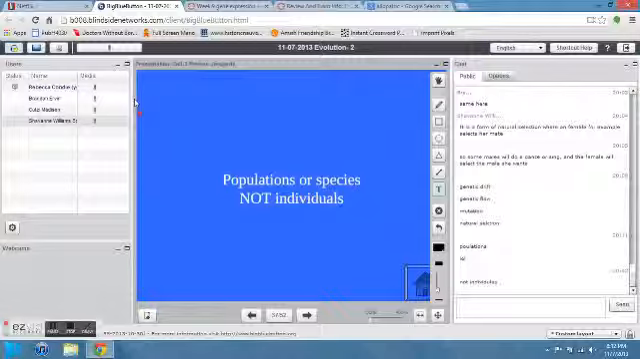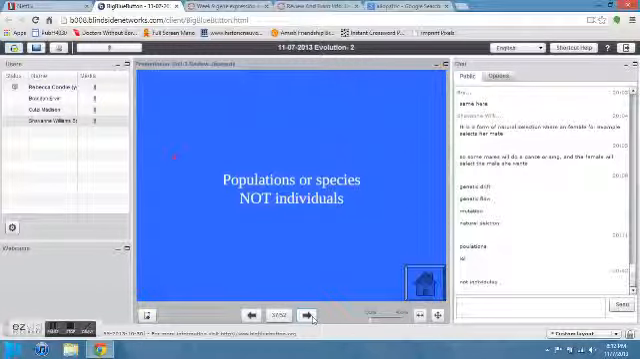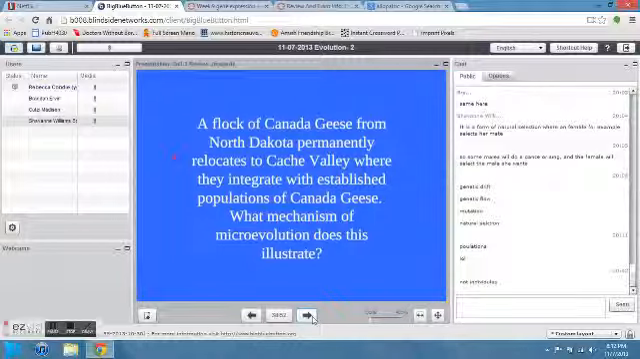All right. Another microevolution question. A flock of Canadian geese from North Dakota permanently relocates to Cache Valley where they integrate with established populations of Canadian geese. What mechanism of microevolution does this illustrate? Alright, Kootsie's got her hand up on this one. Gene flow. Exactly. We talked about that just barely, right? It's not drift because there's migration and movement.